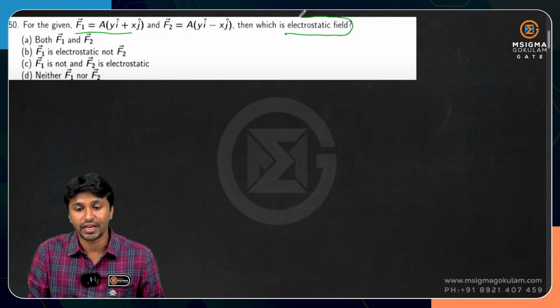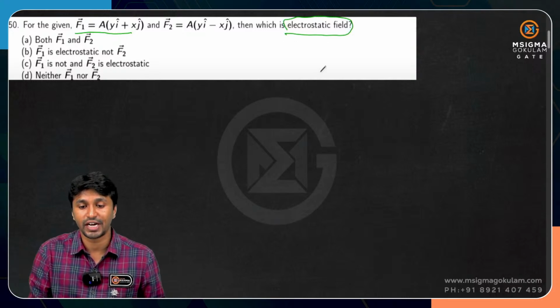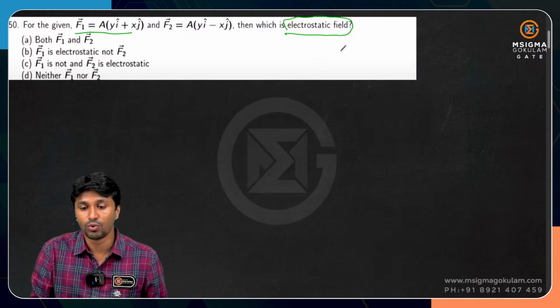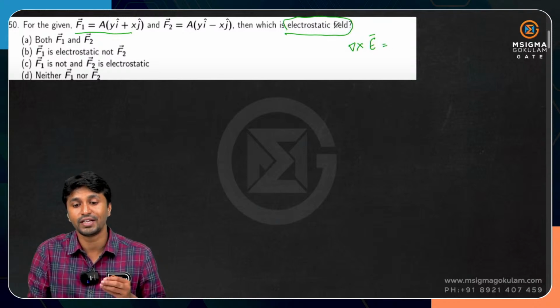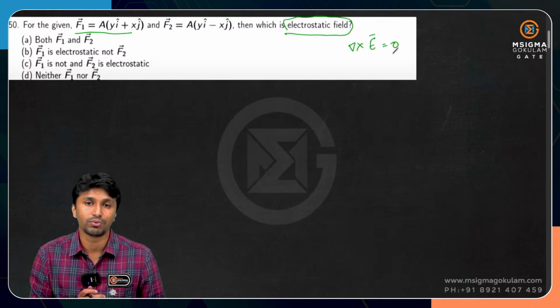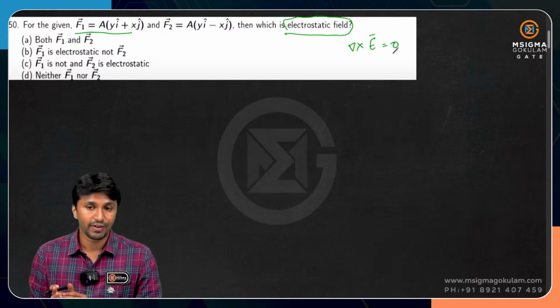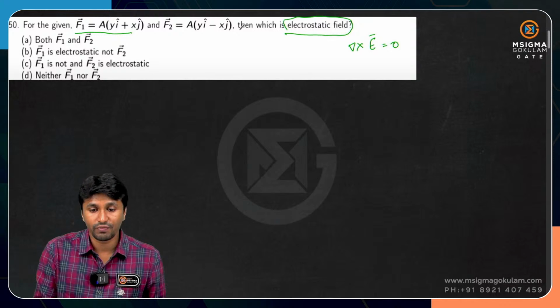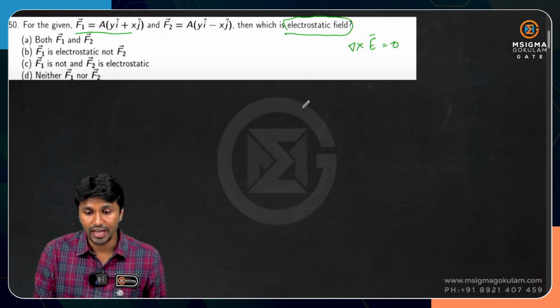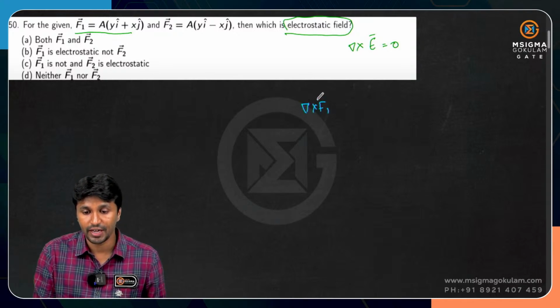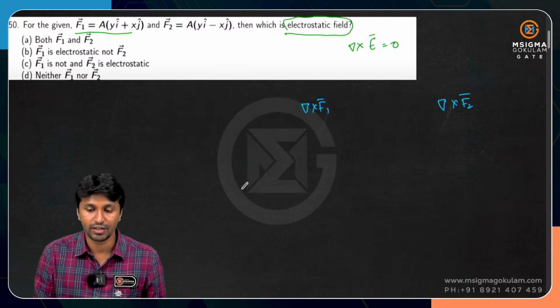So how do you check what is the condition for an electrostatic field? We know that the electrostatic field is a conservative field, so del cross E bar is equal to 0. This is how you check whether the given vector field is an electrostatic field or not. So you have two vector fields, so calculate del cross F1 and similarly del cross F2.